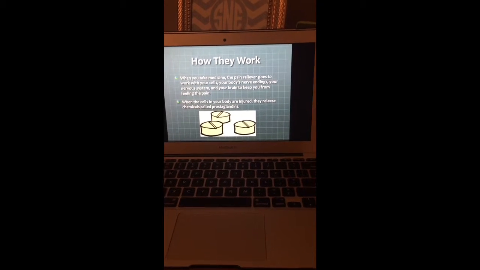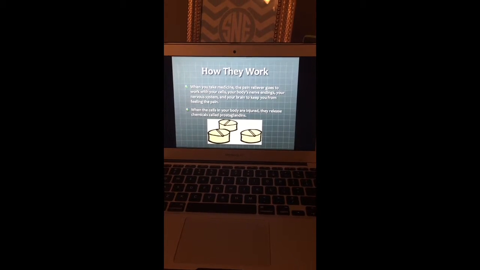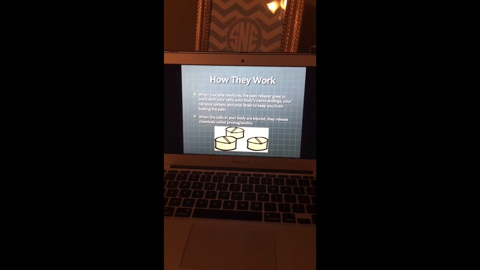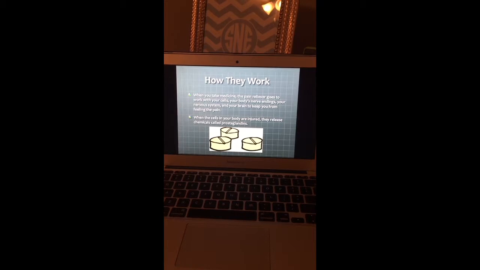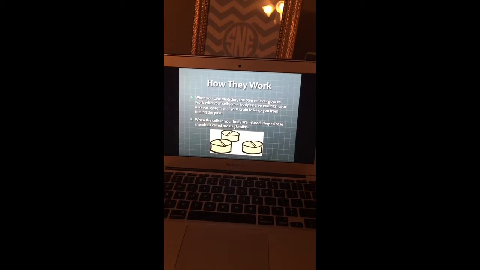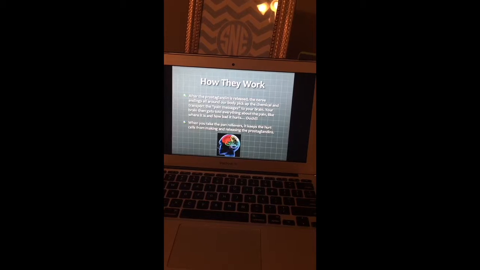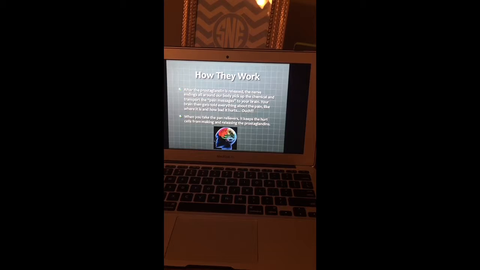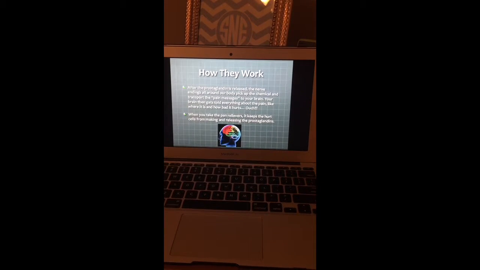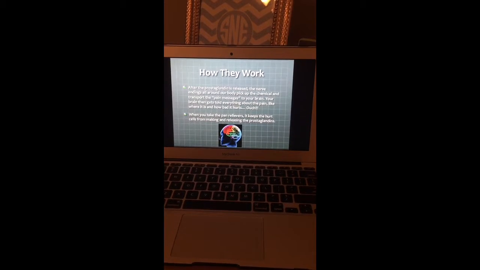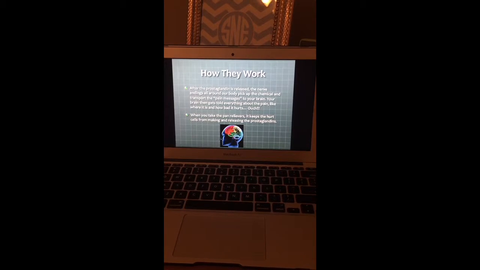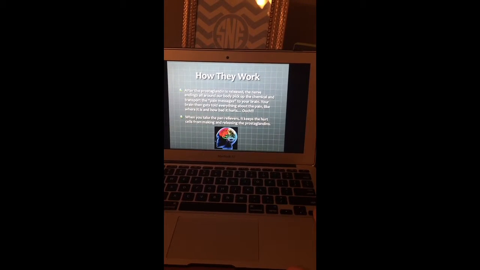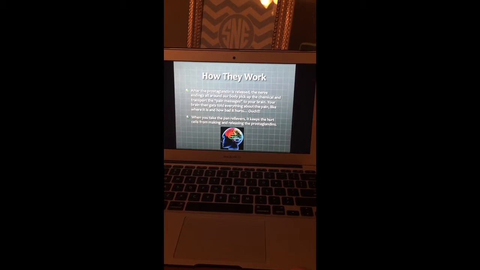How they work. When you take medicine, the pain reliever goes to work with your cells, your body's nerve endings, your nervous system, and your brain to keep you from feeling the pain. When the cells in your body are injured, they release chemicals called prostaglandins. After the prostaglandin is released, the nerve endings all around your body pick up the chemical and transport the pain messages to your brain. Your brain then gets told everything about the pain, like where it is and how bad it hurts. Ow! When you take pain relievers, it keeps the hurt cells from making and releasing the prostaglandin.